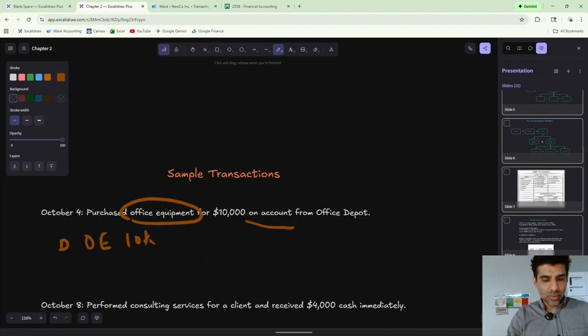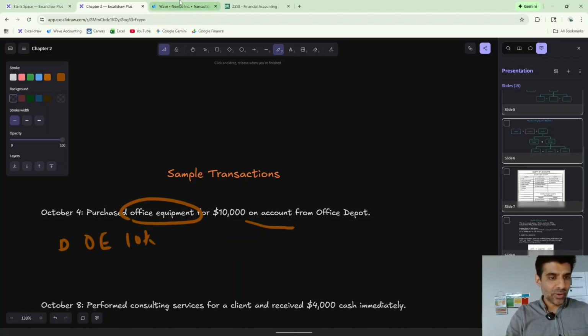What about accounts payable? What kind of account is that? Is it an asset, liability, revenue, or expense? It's a liability. Good. And is it going up or down? It's up, because I now owe Office Depot 10,000. It's a new liability that just got created, so that's going to be a credit.